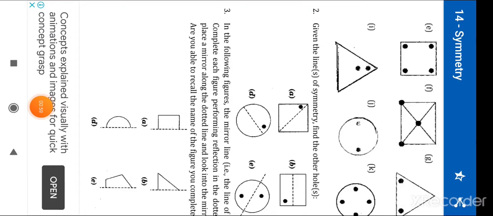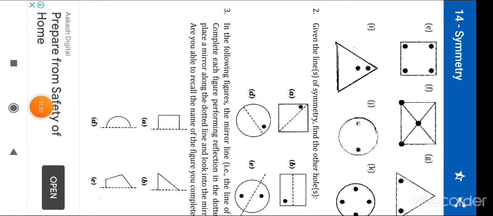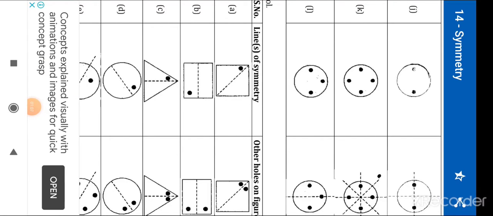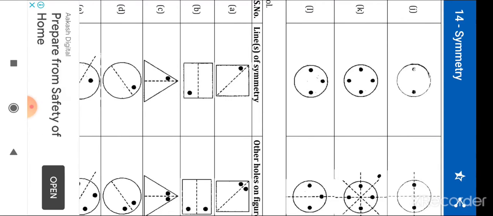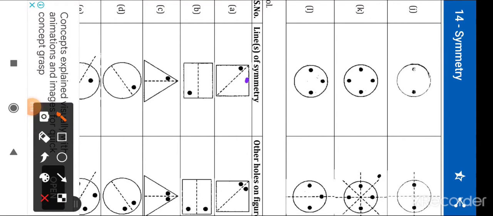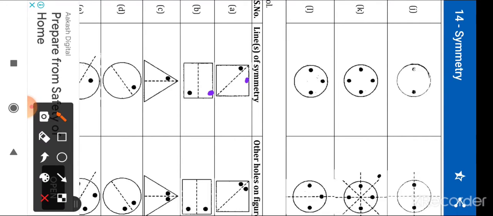Second question is, given the lines of symmetry, find the other holes. So in this question, the other hole is just opposite to the first hole, so we can mark here for the second hole. In the second diagram, again we have to mark on the opposite side of the first hole, and in this manner you can solve its remaining parts.